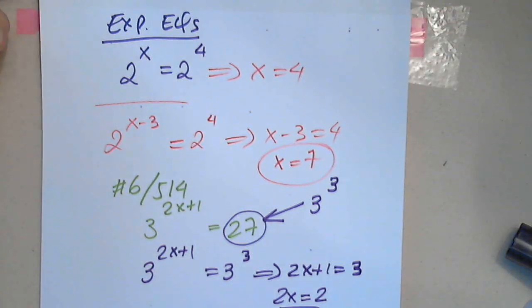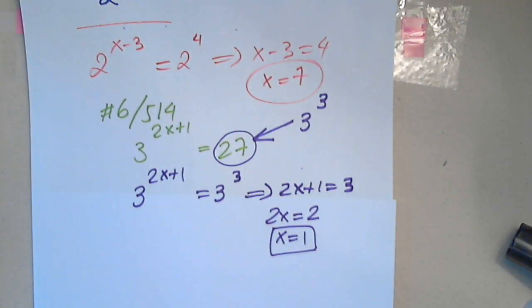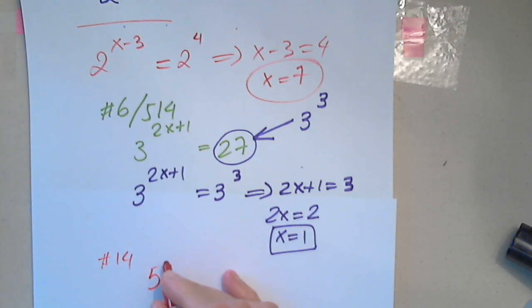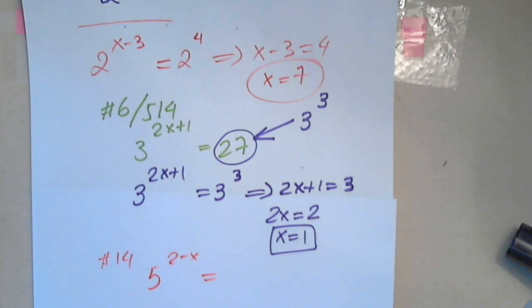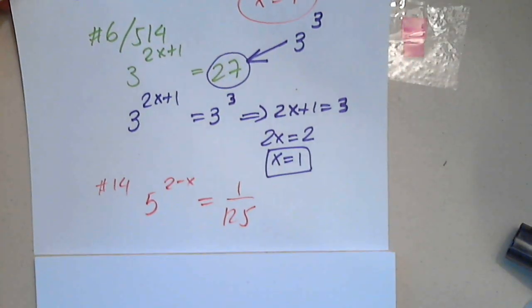Well, of course, we're going to move on to a slightly more difficult situation. Okay, let's say problem 14, same page. Any questions? Please stop me. Any questions, anyone? In 14, we are given 5 to 2 minus x. They say that equals 1 over 125. Okay, so pretty similar actually, not too difficult yet, not too different from the previous case.